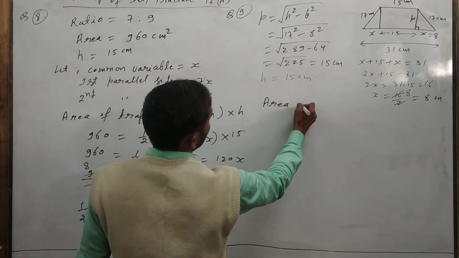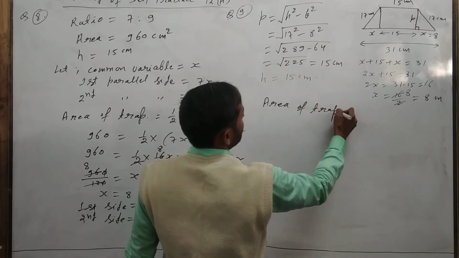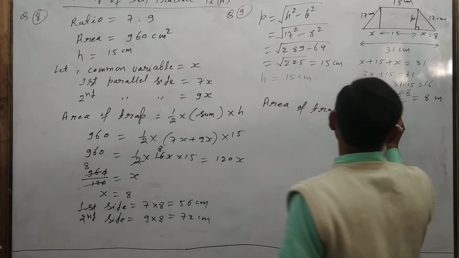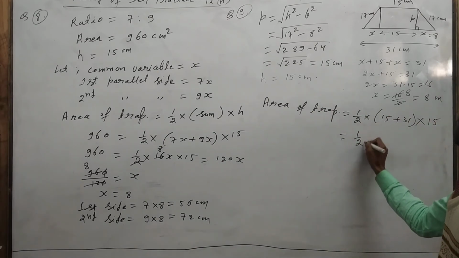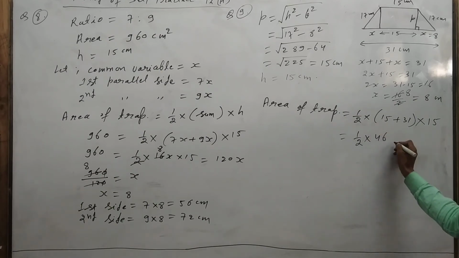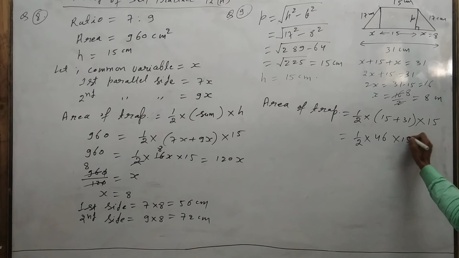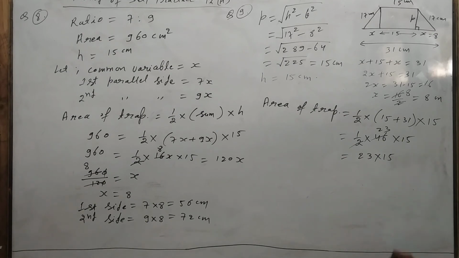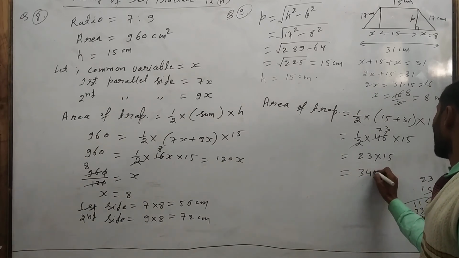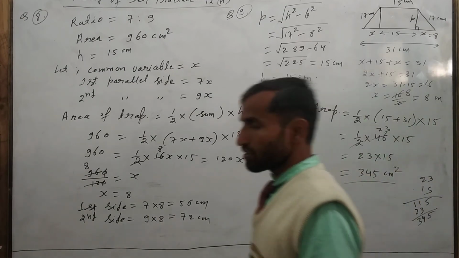Area of trapezium is equal to half into sum of parallel sides. So parallel side is 15 plus 31 into height is 15 also. So half into 15 plus 31, how much will come? 46. 15 plus 31, 46 into 15. Now we will cancel out, it will come 23. We will multiply 23 into 15. So how much will come? 23 into 15. So 23 5s are 115 and here 2, 3. So 5, 4 and this one 3 means 345 centimeter square area of trapezium. This is the final answer.